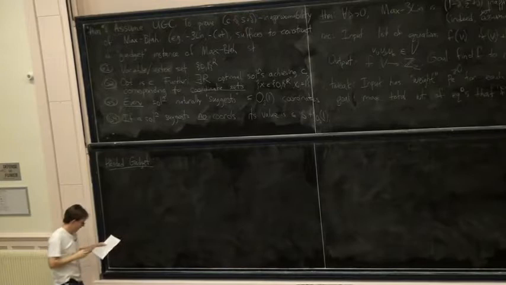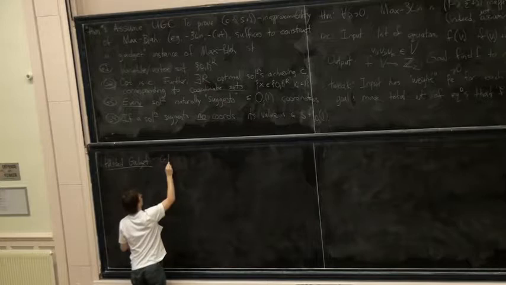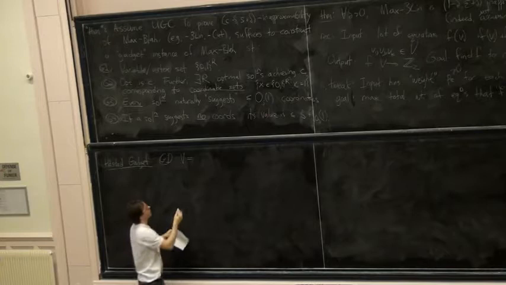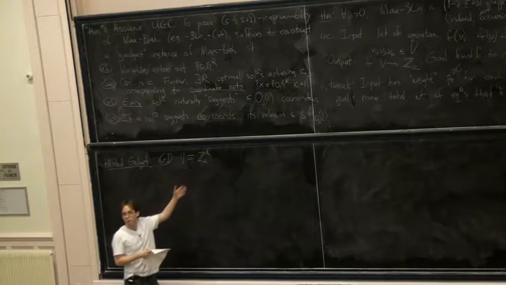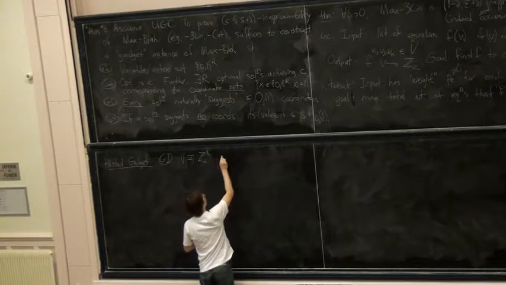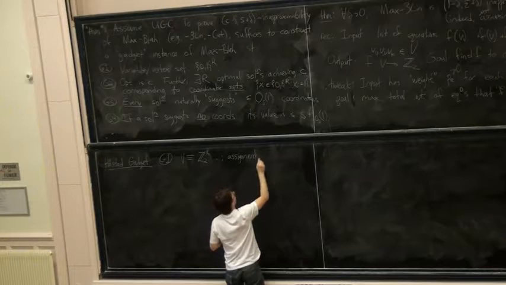So G1 says that the variable set should be {0,1}^R. Well, it's more natural in this case to write it as Z_2^R. So the variables themselves are going to have names which we associate with Z_2^R. Therefore, the assignments in this instance will be maps f from Z_2^R into Z_2.